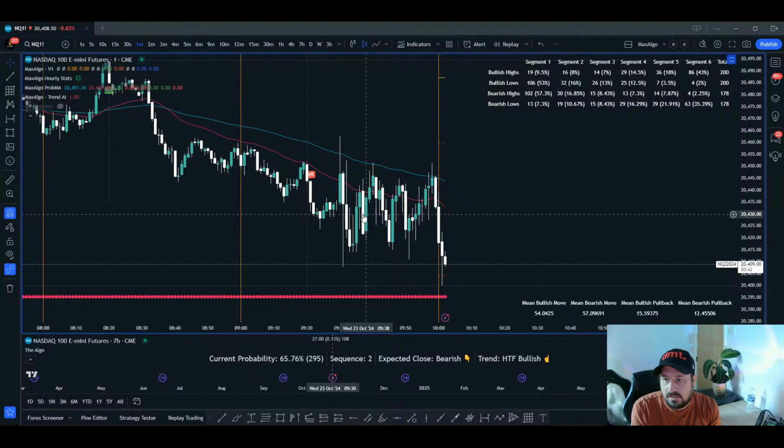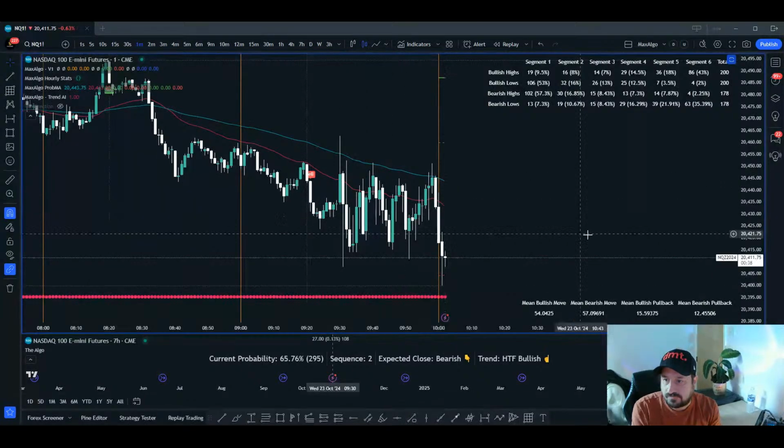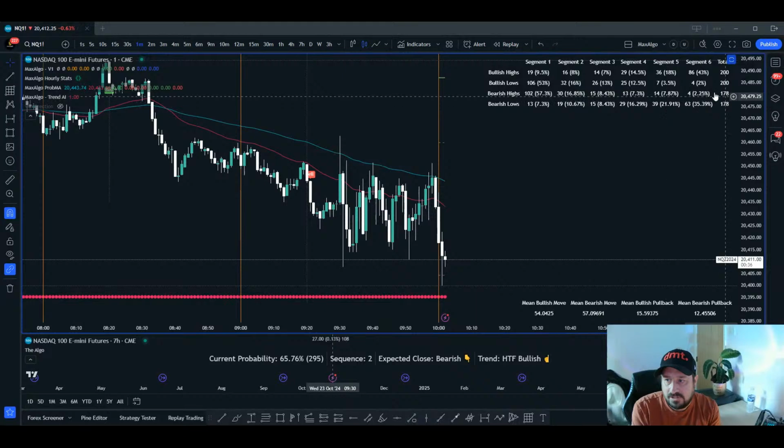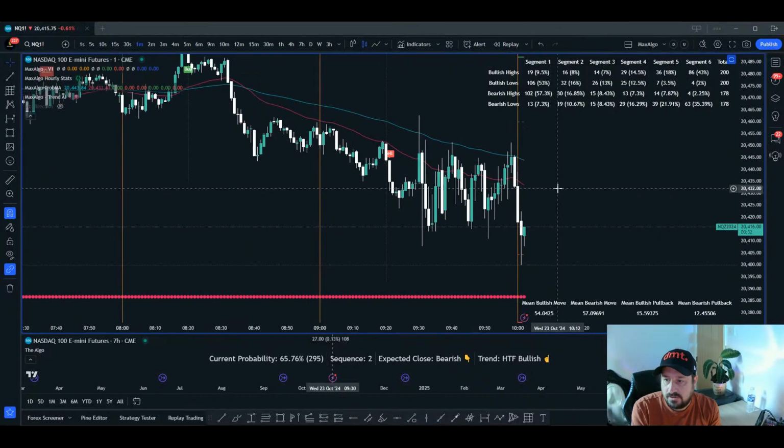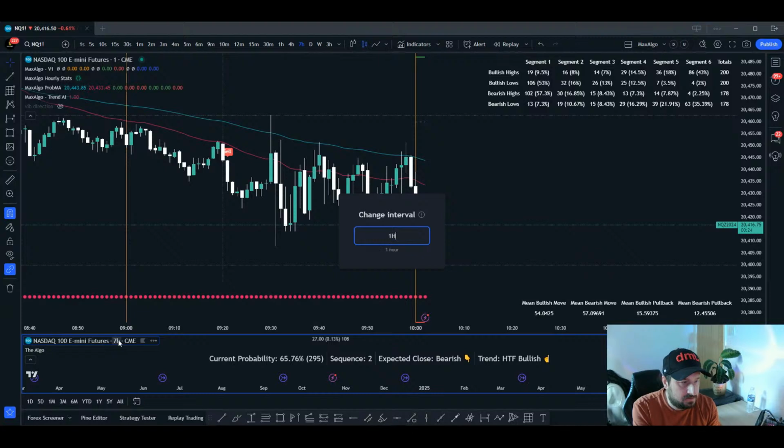So we get our bearish close as predicted by the algo. We have a messy hour. It doesn't align with our hourly. That's fine. It's a New York Open. And then obviously now we're into our next hour. We can see, actually, hang on. Let me change that to 1 hour.